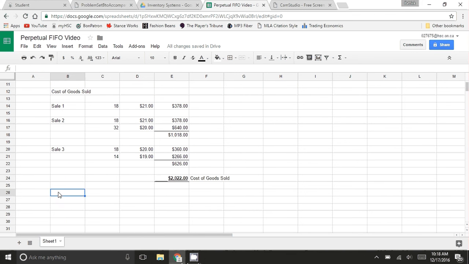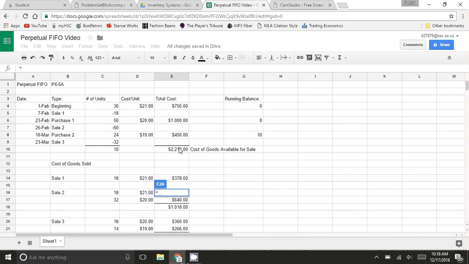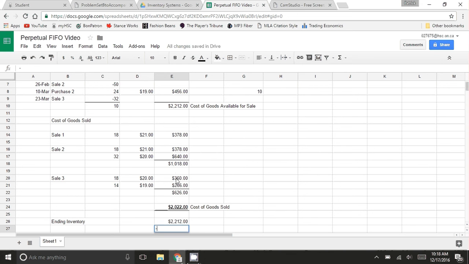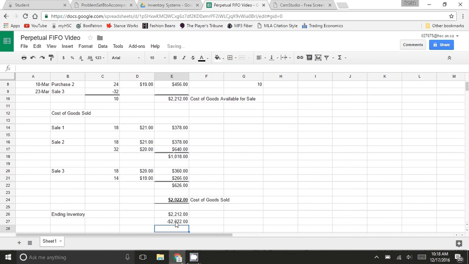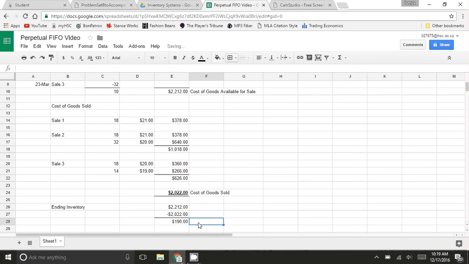And then for our ending inventory, all we're going to do is take our cost of goods available for sale, which is up here, which we found over here, 2,212, and we're going to subtract our cost of goods sold, and then we're just going to add those up, and that should give us our ending inventory. So this is our ending inventory. So this is pretty much how you do Perpetual FIFO for P6-5A.